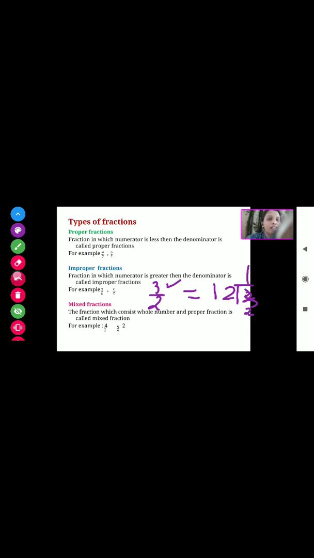The next one is mixed fraction. A mixed fraction is a combination of whole number and proper fraction. It consists of one whole number and other proper fraction like this. 3 is a whole number.